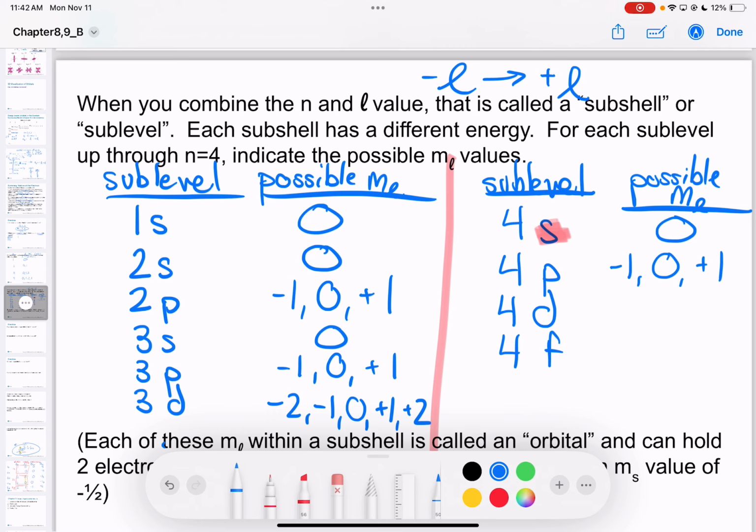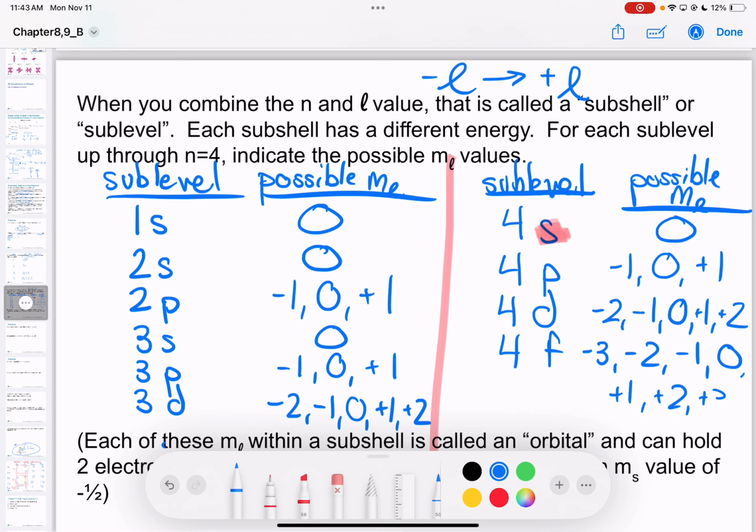d is an l of 2, so negative 2, negative 1, 0, positive 1, and positive 2. So you see this is repeating, right? Like this set, and then we add another set, because we're adding another type or another shape of orbital every time we go up an n level. So then finally, f is an l of 3. So negative 3, negative 2, negative 1, 0, positive 1, positive 2, positive 3.